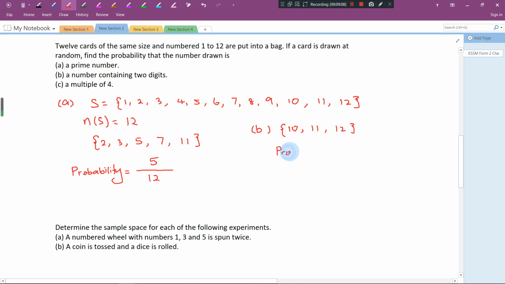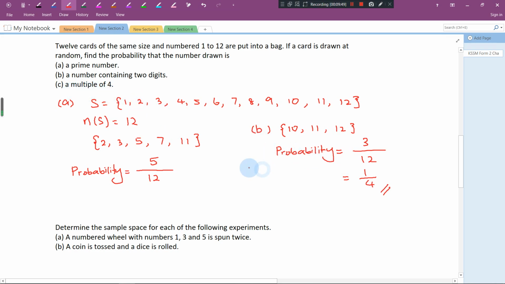So now, if you want to calculate the probability, then it will be very easy. Number of elements for the sample space is 12. We want to find the probability of getting a number containing 2 digits, right? There are 3 numbers containing 2 digits. So the answer will be 3 over 12, which simplifies to 1 over 4, dividing by 3. Okay, you can also use your calculator to help you simplify it. You key in this fraction, then your calculator will automatically simplify it.